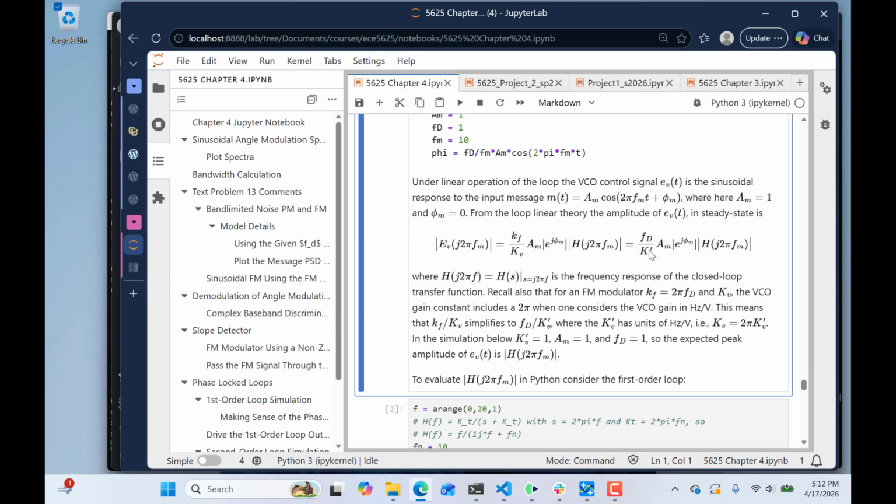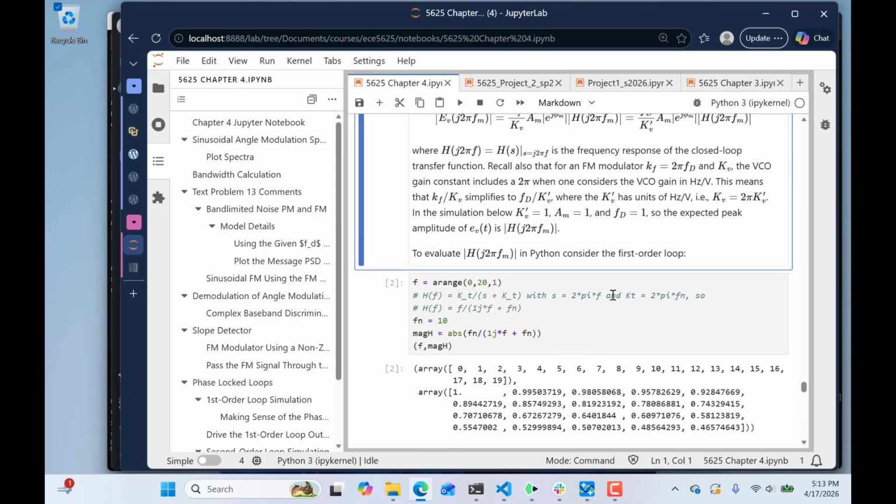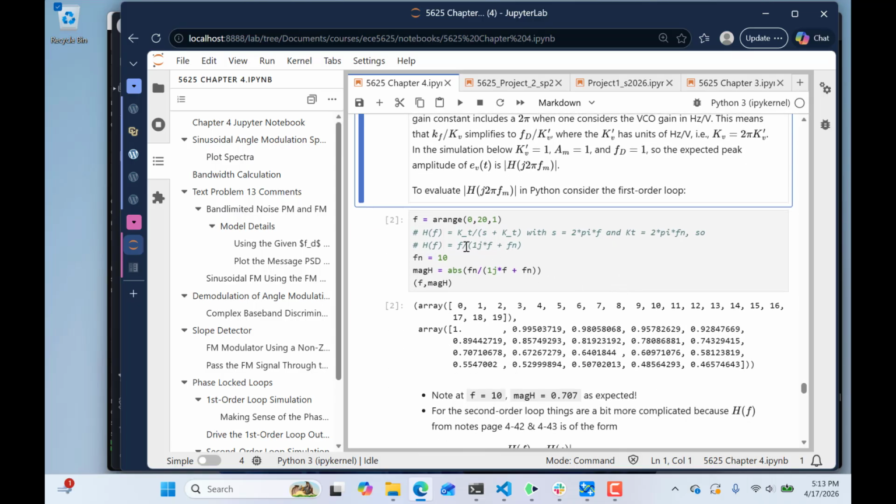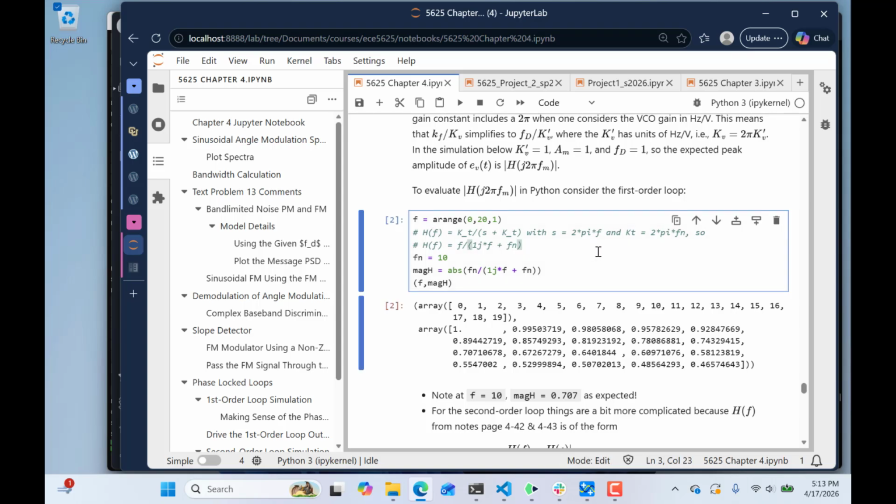It ends up being, if I rewrite that, Fd, the deviation constant, coming in the modulator, and Kv prime. But the really important thing is that the magnitude of the output voltage from the VCO or from the loop filter is going to follow the magnitude of the closed loop system function of the phase lock loop. So as FM changes, the output amplitude will change. And I explain that in more detail here, but I'm just going to take an example. Here I'm just going to take a look at what we expect to be getting for the first order phase lock loop. We expect it to be just a low pass filter.